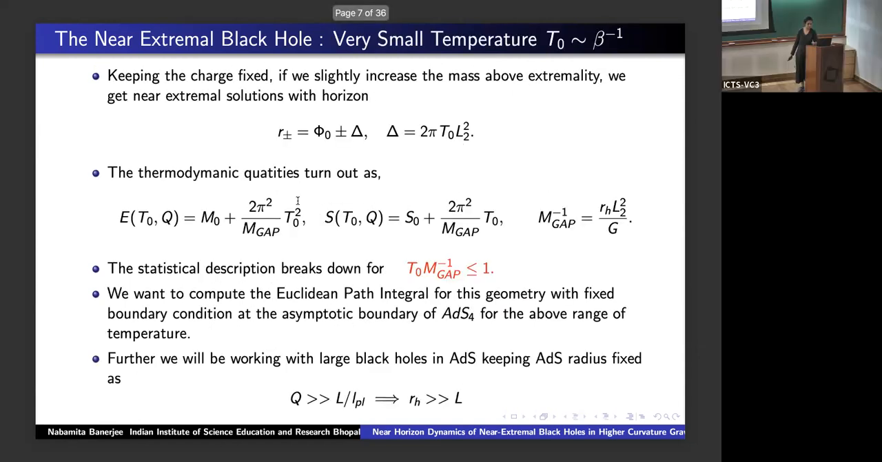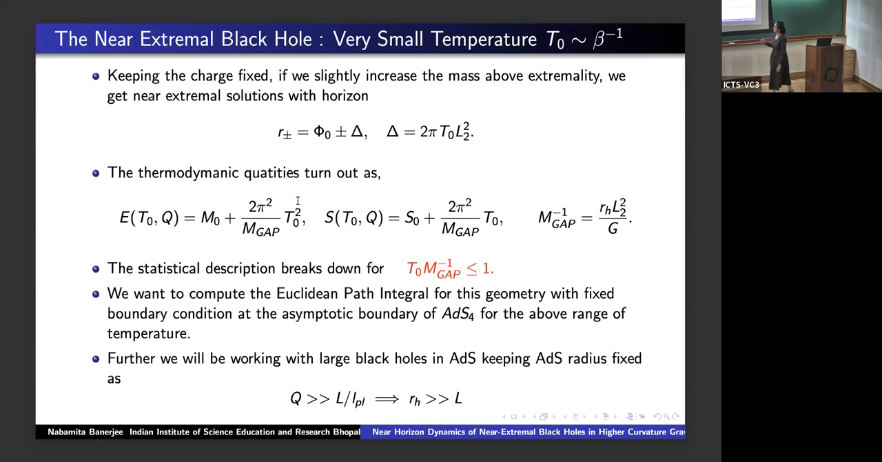So now, if one finds the thermodynamic quantities for this system, one finds that the energy, or the mass, gets corrected via this relation, and the entropy gets corrected via this relation, where this m gap, the parameter appearing here, is related to the extremal horizon. So here is where the statement of mass gap becomes important.